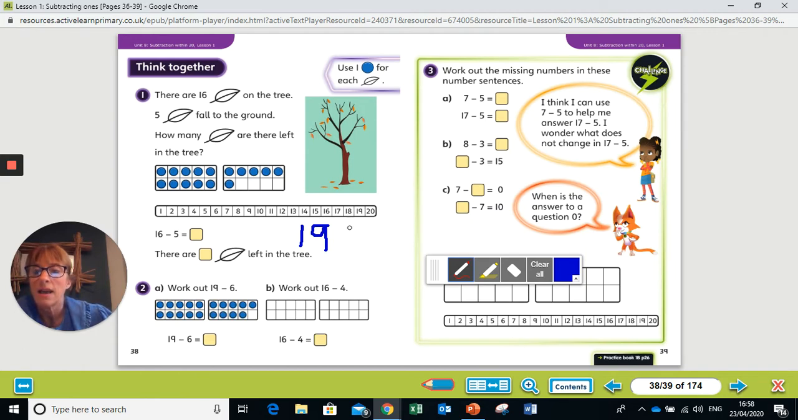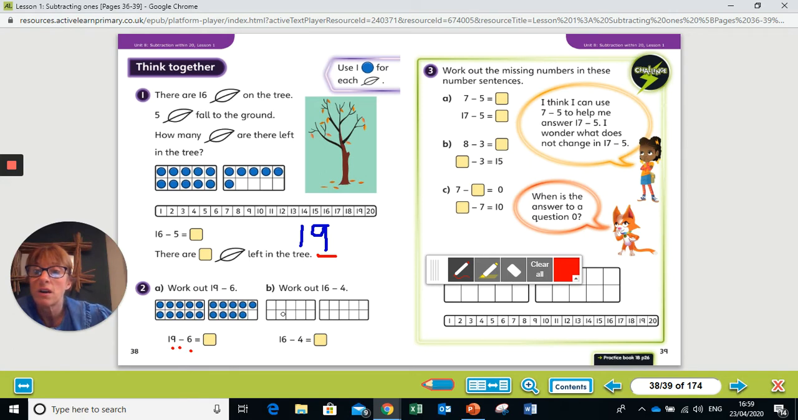Look at that number 19. How many 10s are there and how many 1s? Have a think. Which number is the 1s and which number is the 10s? I think you've got that right. Here's the 1s. There are 9 1s and there's 1 10 in the number 19. And look at our number sum. 19 take away 6. So in the number 19, we've got 1 10 and 9 1s. And in the number 6, we've got 6 ones.